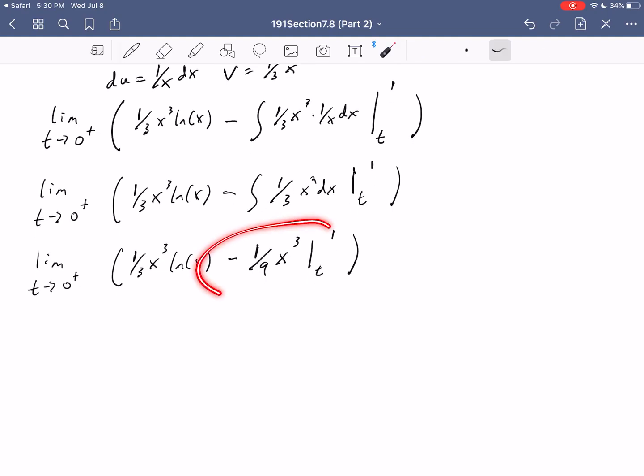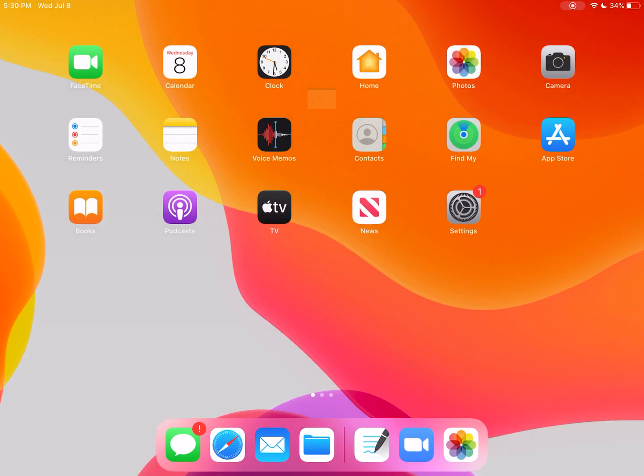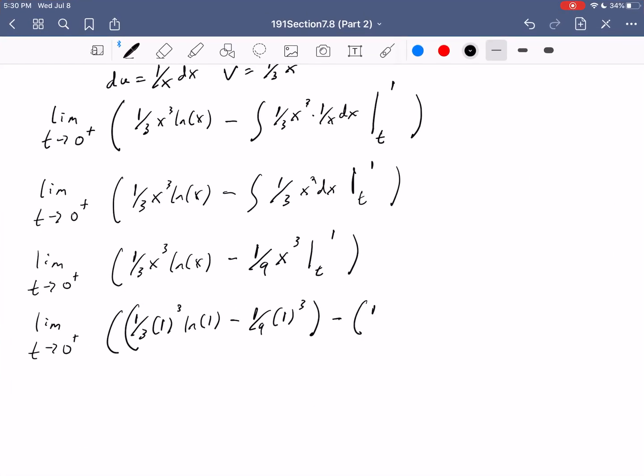Now we can go ahead and pop in those bounds, that 1 and the t. So we get the limit as t goes to 0 plus. If we pop in the 1, we get 1/3 times 1 cubed times ln of 1 minus 1/9 times 1 cubed. Parentheses around that, and then subtract what happens when you plug in t. Oh, excuse me there. 1/3 t cubed ln of t minus 1/9 t cubed.